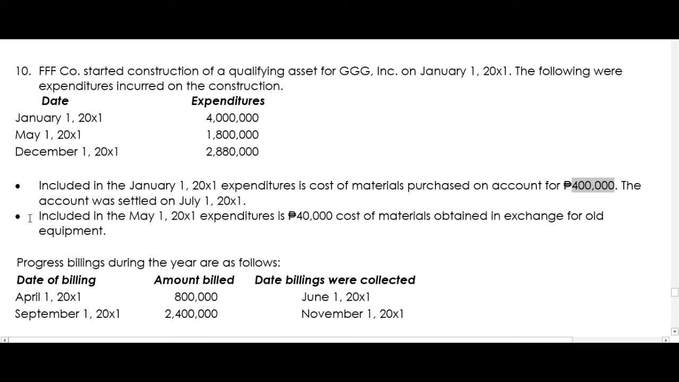Next bullet point, included in the May 1, 20X1 expenditure is 40,000 cost of materials obtained in exchange for old equipment. Pasok ba siya sa cost incurred? Yes. Kasi nandun siya sa second, yung exchange of other asset. Okay? So, pasok na yan. Wala na tayong gagawin sa May 1.